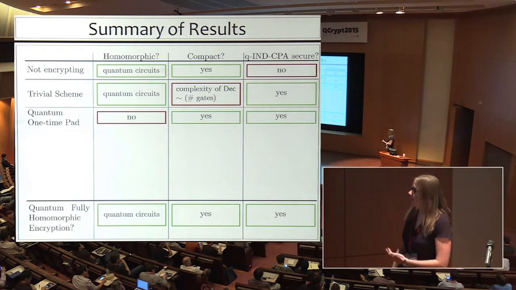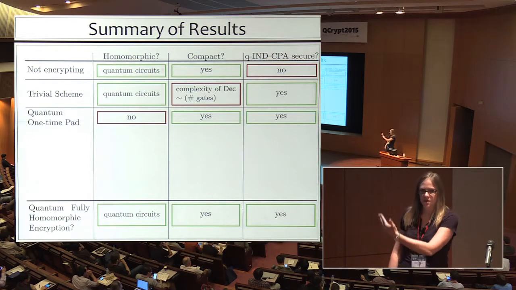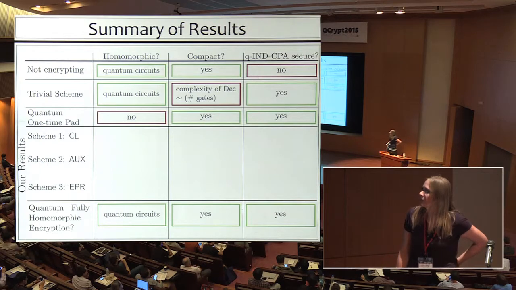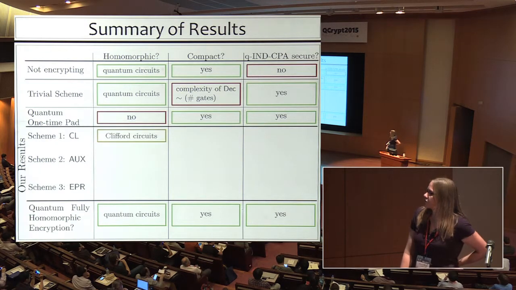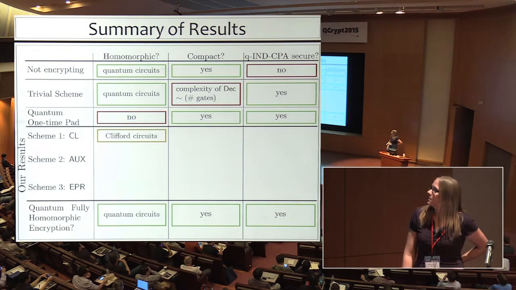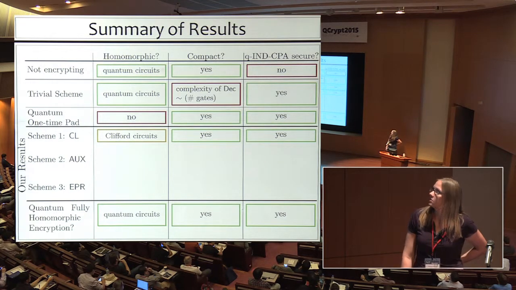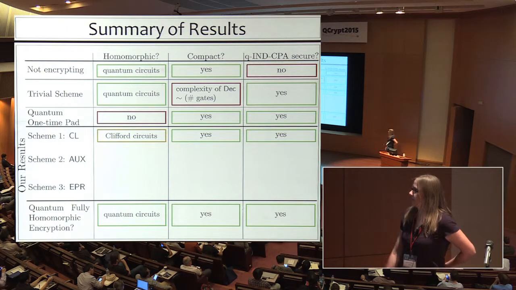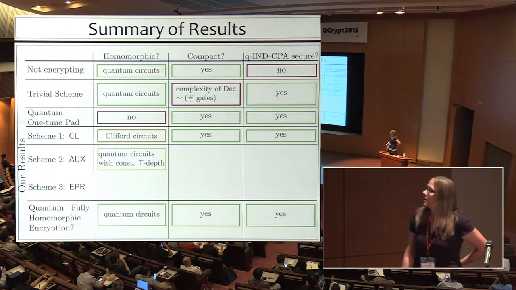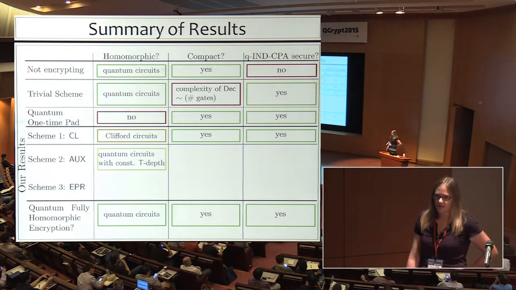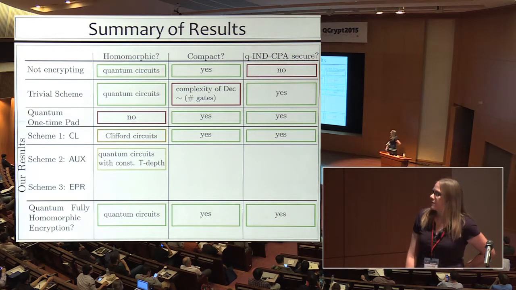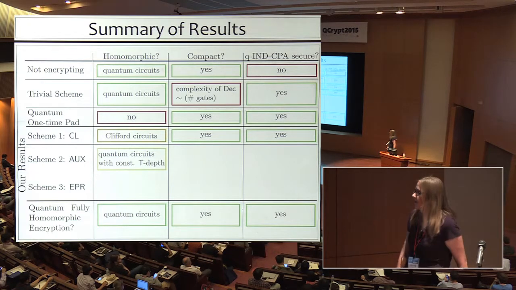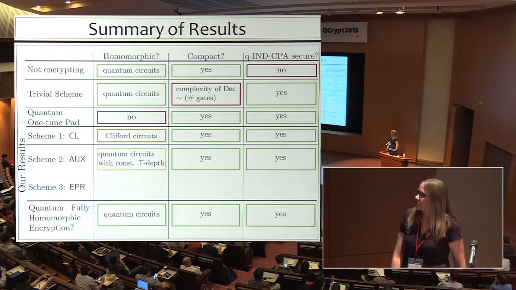So we achieve some partial results that are better than these trivial results, but don't quite achieve quantum fully homomorphic encryption. So we start with a scheme which is homomorphic for Clifford circuits and compact and QCPA secure. And then our other two schemes build on this first scheme. The second scheme uses auxiliary states, so we call it aux. And this is homomorphic for quantum circuits with arbitrary Cliffords and only constant depth in T gates. And this is compact and secure.